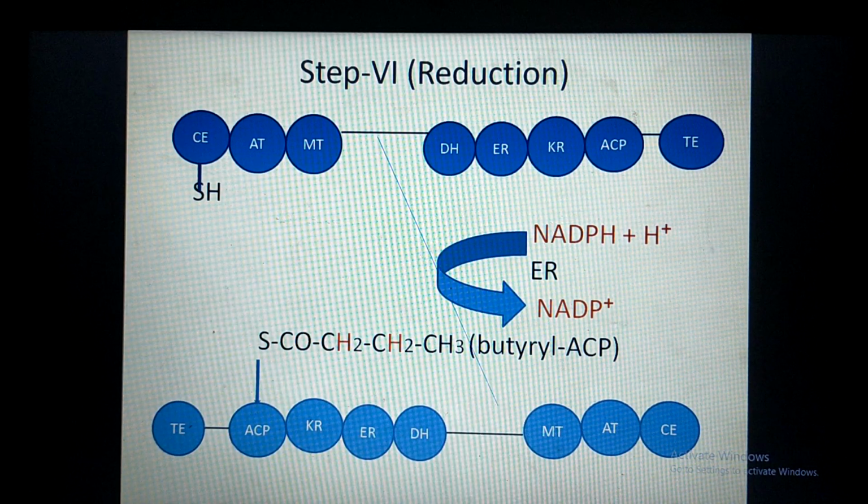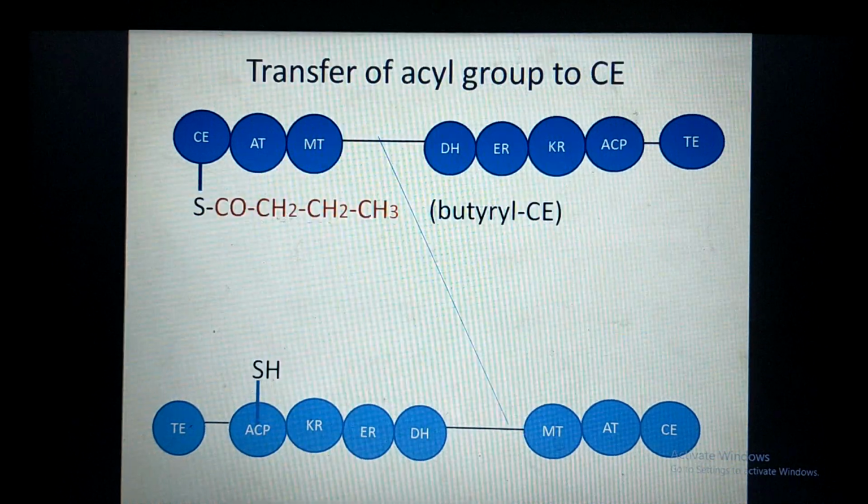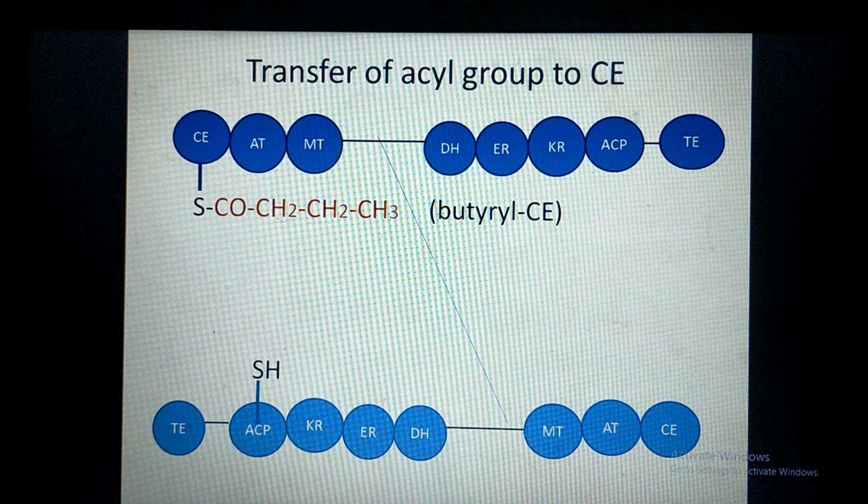But the body requires acyl groups with more carbon atoms, 16 carbon, 18 carbon. Therefore, this cycle has to be repeated. That is called cycling. During cycling, the butyryl group, or butyryl ACP, formed at the end of first cycle, which is attached to acyl carrier protein, is transferred to the condensing enzyme.